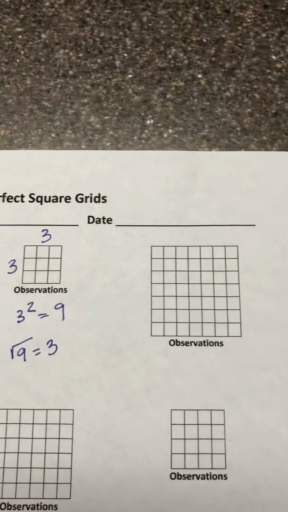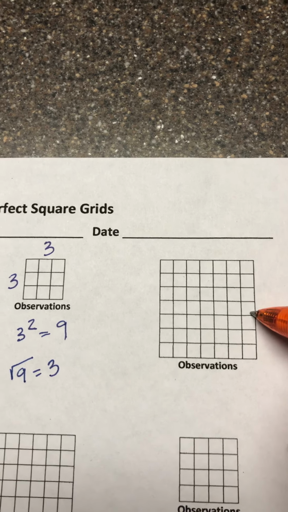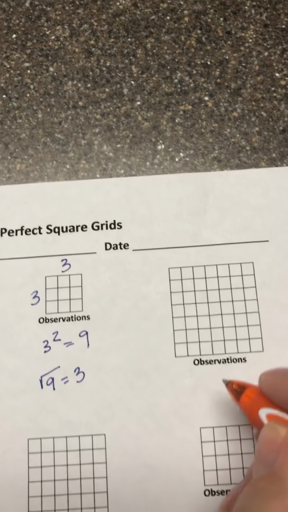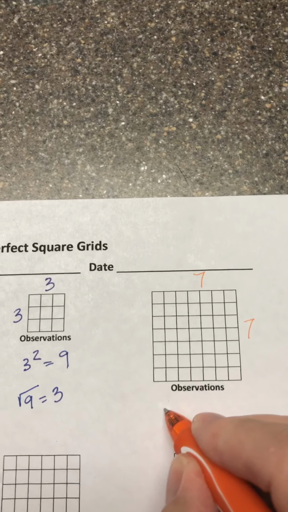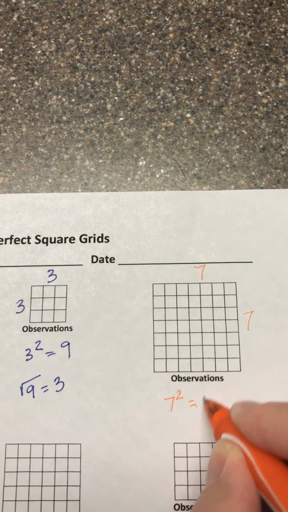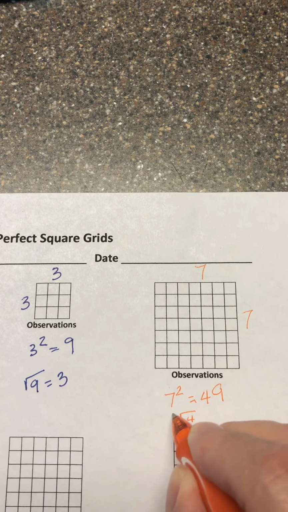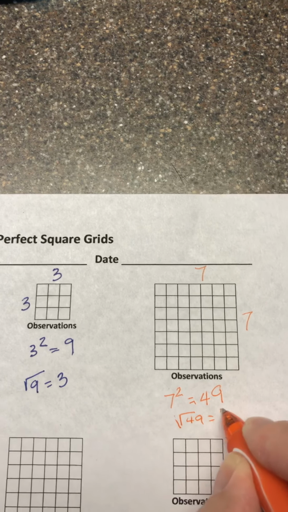So check this one out. You have 1, 2, 3, 4, 5, 6, 7. So that's 7 and 7. So 7 squared is 49. So the square root of 49 equals 7.